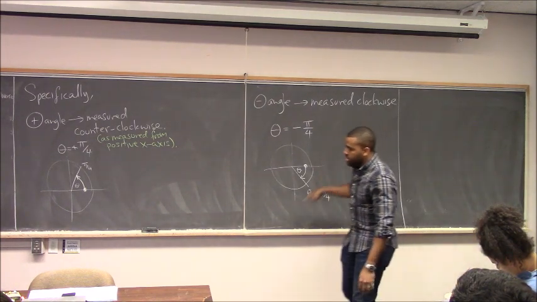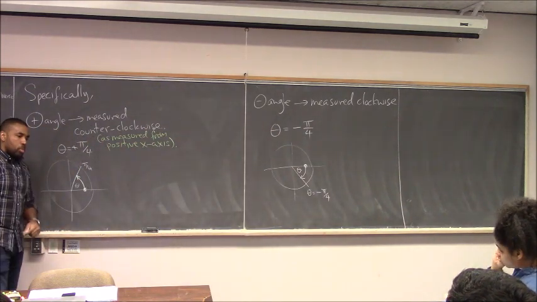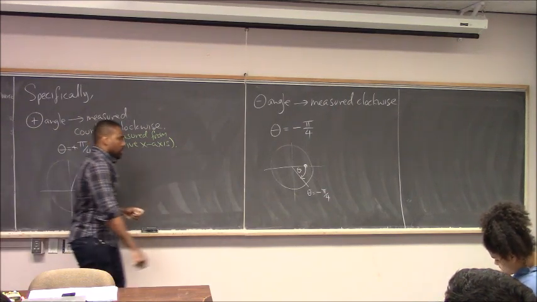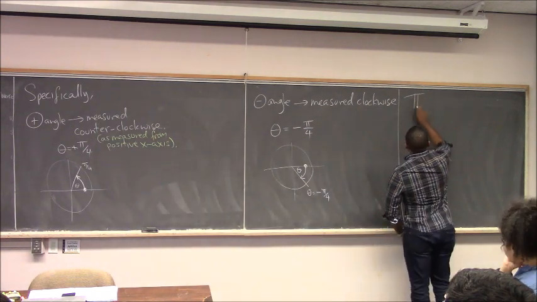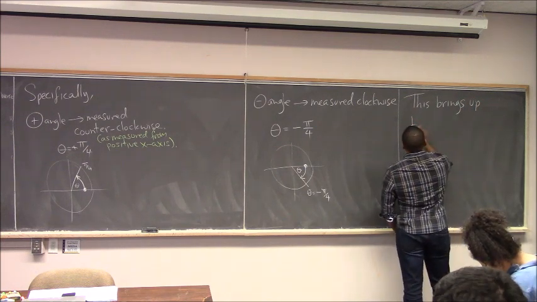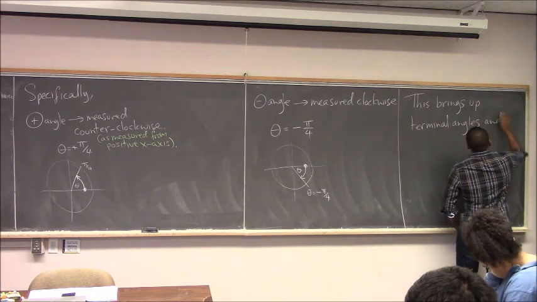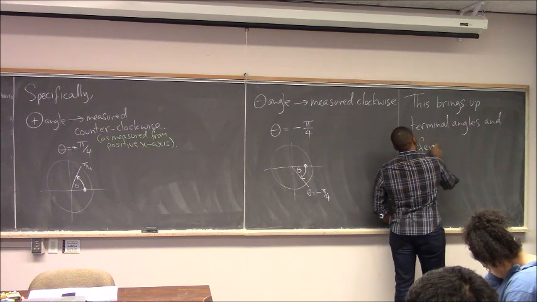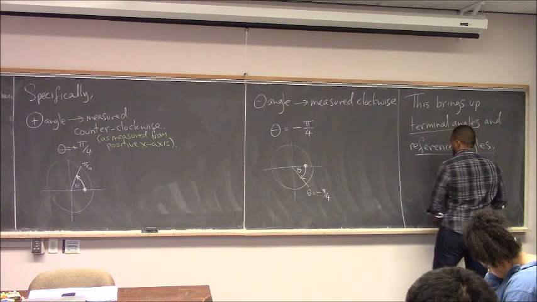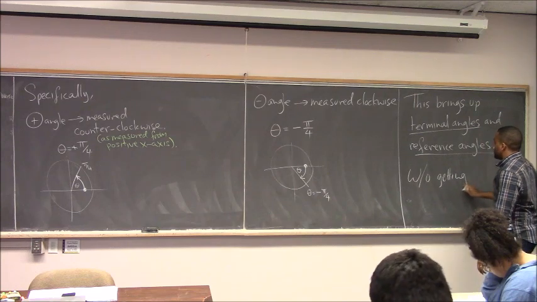And we also notice that every time we go around a circle and stop on the same line, we actually end up with the same coordinates. So this gives us that the sine and the cosine are periodic. They eventually repeat some values. Now this brings up what I want to talk about: terminal angles and reference angles. And I don't want to get too technical here. I just wanted to explain the idea.